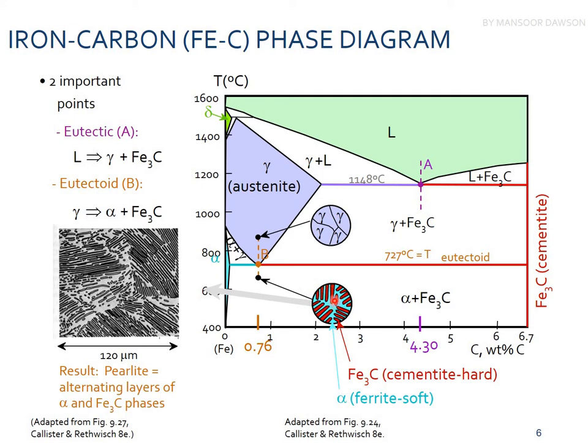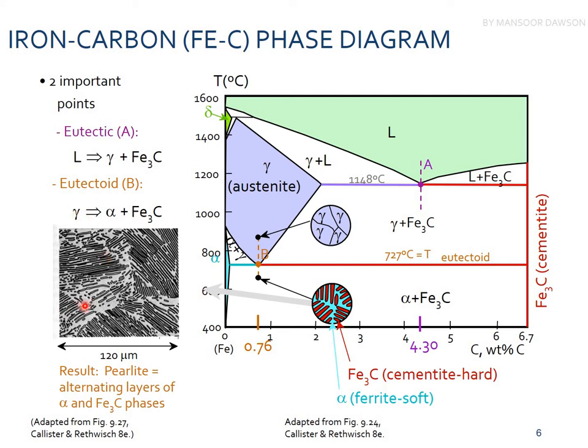In this, cementite is the hard phase and the alpha ferrite is the softer phase. So this phase is basically called pearlite. You can see the microstructure at 120 micrometers. Here, you can see that this is the lamellar. The darker phase is the cementite phase, the Fe3C, and the lighter phase is the ferrite.